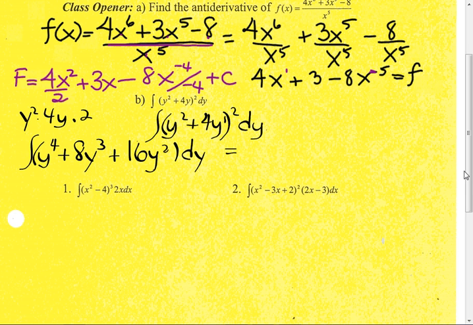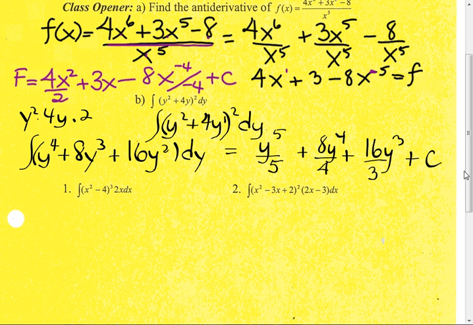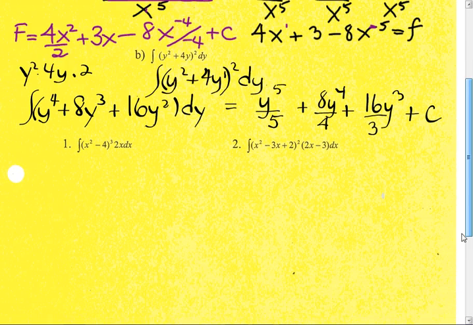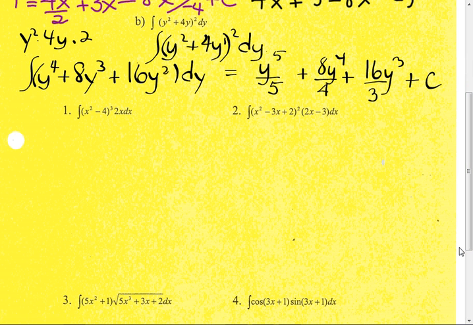So what's the antiderivative of y to the 4th? Y to the what? 5th over 5. What didn't I write? I didn't show you the foiling. Plus 8y to the what? 4th over 4 plus 16y to the third over 3, plus c. Yeah, it is. Let's run multiple choice. Okay, you girls got it?